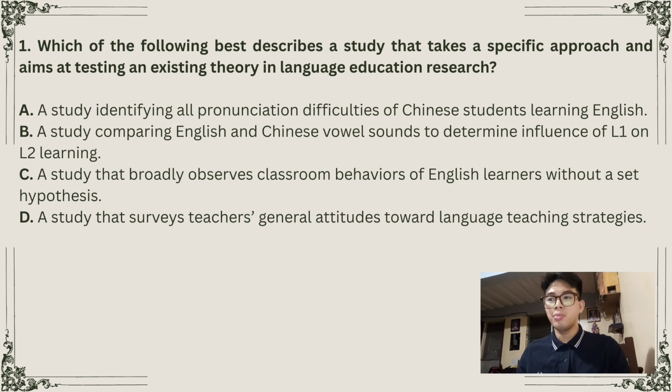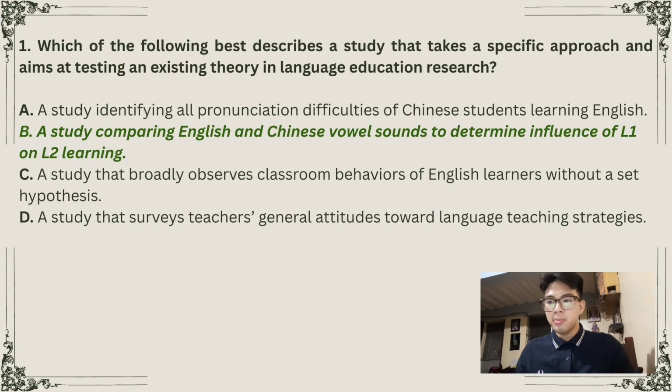Letter C, a study that broadly observes classroom behaviors of English learners without a set hypothesis. And letter D, a study that surveys teachers' general attitudes towards language teaching strategies. If your answer is letter B, then you are correct. Here's why. Because this study takes a narrow and focused lens. It zeroes in on vowel sounds, and it's built to test hypothesis, which is what we are looking for.